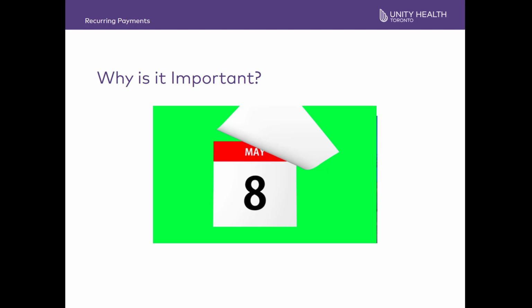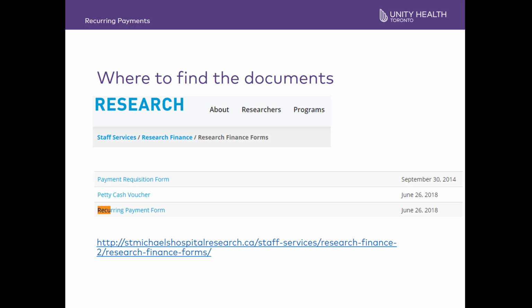Often, recurring payments are preferred over lump sum payments. This mitigates the risk of the payee or recipient leaving their role but having received a full year of stipend. The remainder of this video will detail how to complete the recurring form. You can find the corresponding recurring payment form on the Research Finance website. A link is provided at the bottom of this video.